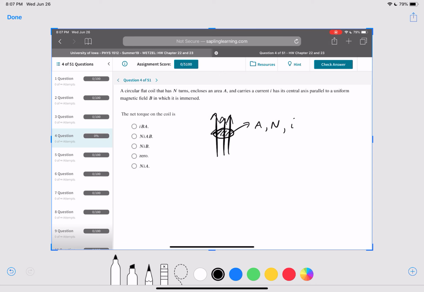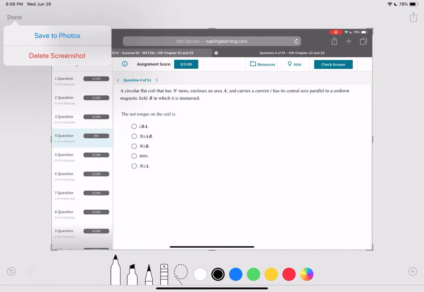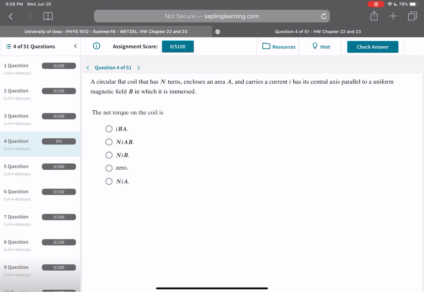The net torque on the coil is, so if we have a thing with n turns, we can think of it like a loop of wire, it's going to generate its own magnetic field. Okay, and so your question is, the magnetic field that it generates is straight up and down, and the magnetic field that it's immersed in is also straight up and down. So what is the torque then going to be on something like that? Just think about what would happen when the magnetic fields are lined up.